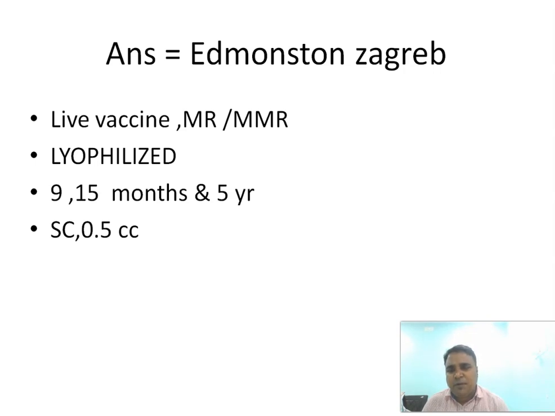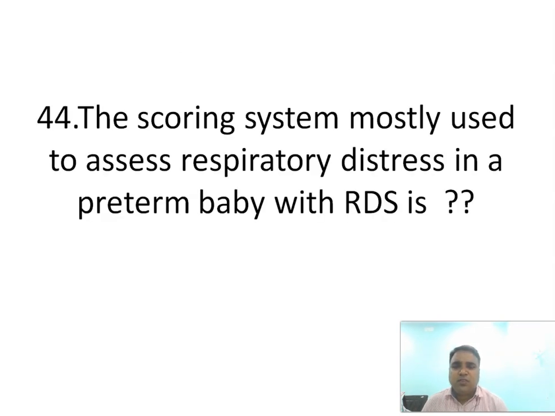It is in lyophilized form. The vaccine is given at 9 months, 15 months, and 5 years. For measles vaccine, MR or MMR, the dose is 0.5 cc and the route is subcutaneous.